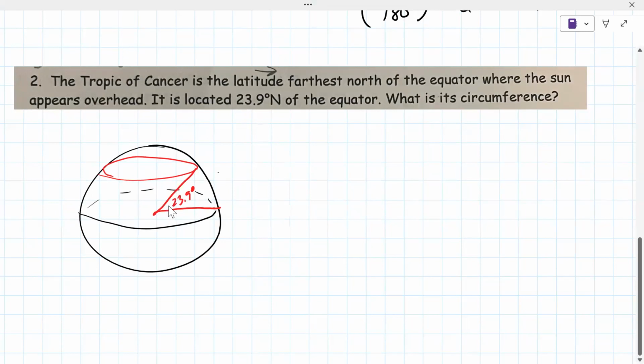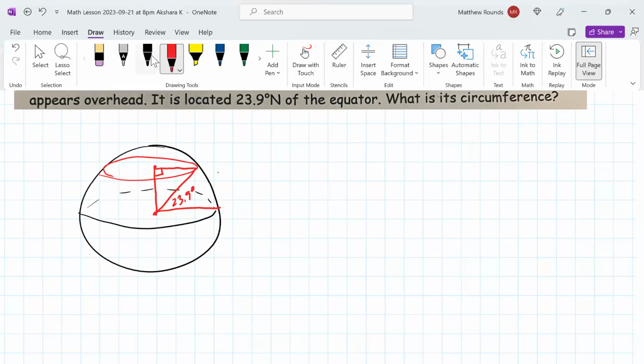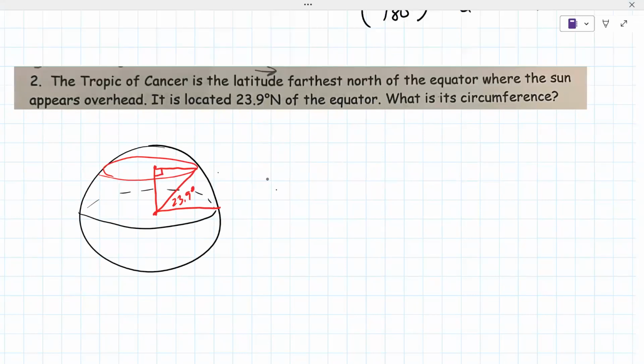The circumference of this red line requires you to have a kind of triangle here. We have another angle. So that 23.9 is really here. And then the radius of the Earth is still 3,963. So you can find this R here.